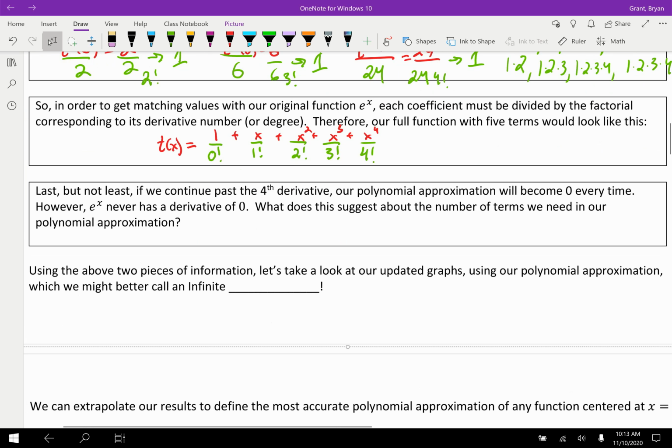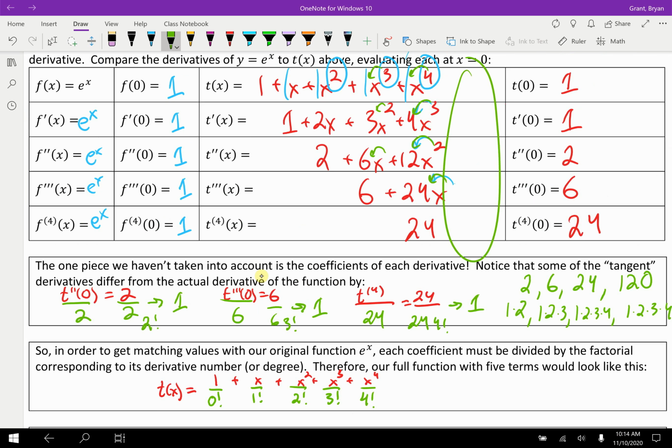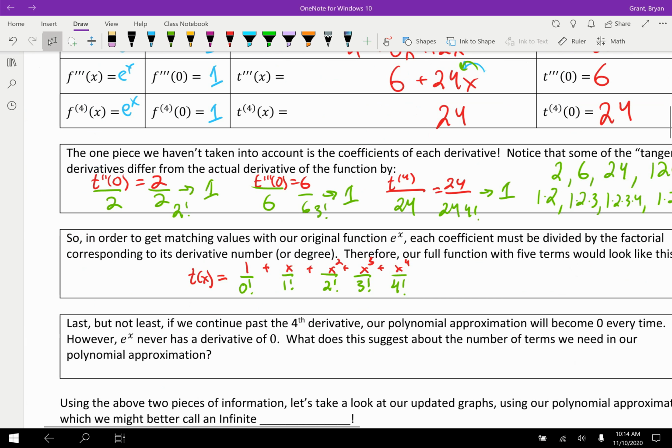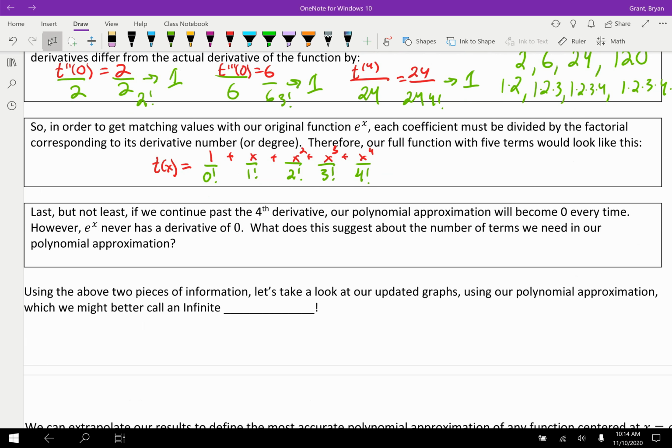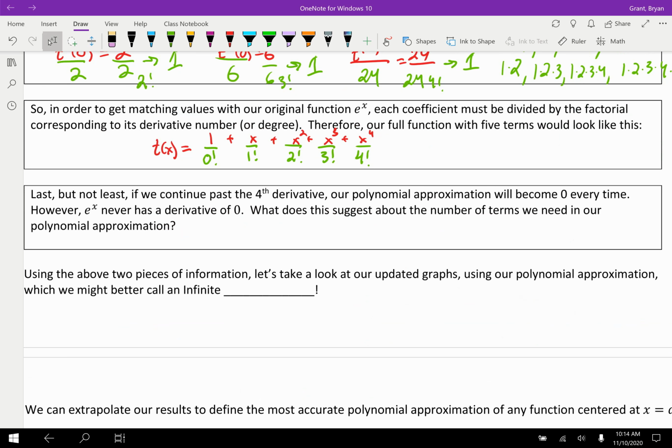Now, if we continue past that 4th derivative, right, and we could have continued past here, our polynomial approximation is 0 every time up here, right? If I continued past the 4th derivative, because there's nothing, everything becomes 0 after that, which we don't want because this is 1 all the way down. So what does that suggest about the number of terms we're going to need in our polynomial approximation to match all the derivatives over here forever? Well, hopefully you're looking at that going, oh, doesn't that mean we need an infinite polynomial approximation? And you're right. So we need an infinite number of terms.